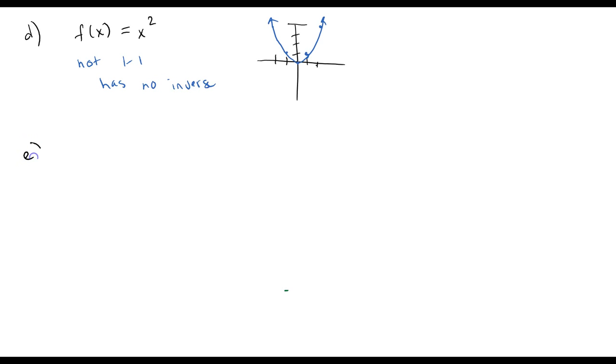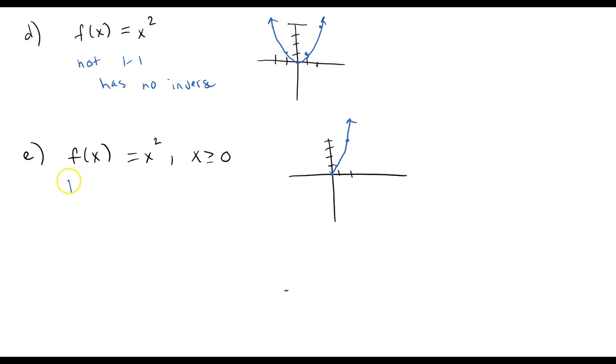However, if we were asked to find the inverse of f of x equals x squared with the imposed limited domain that x is greater than or equal to 0, we would only be looking at this half of the function. So you can see that as defined here, this function is one-to-one. So we can actually do this.